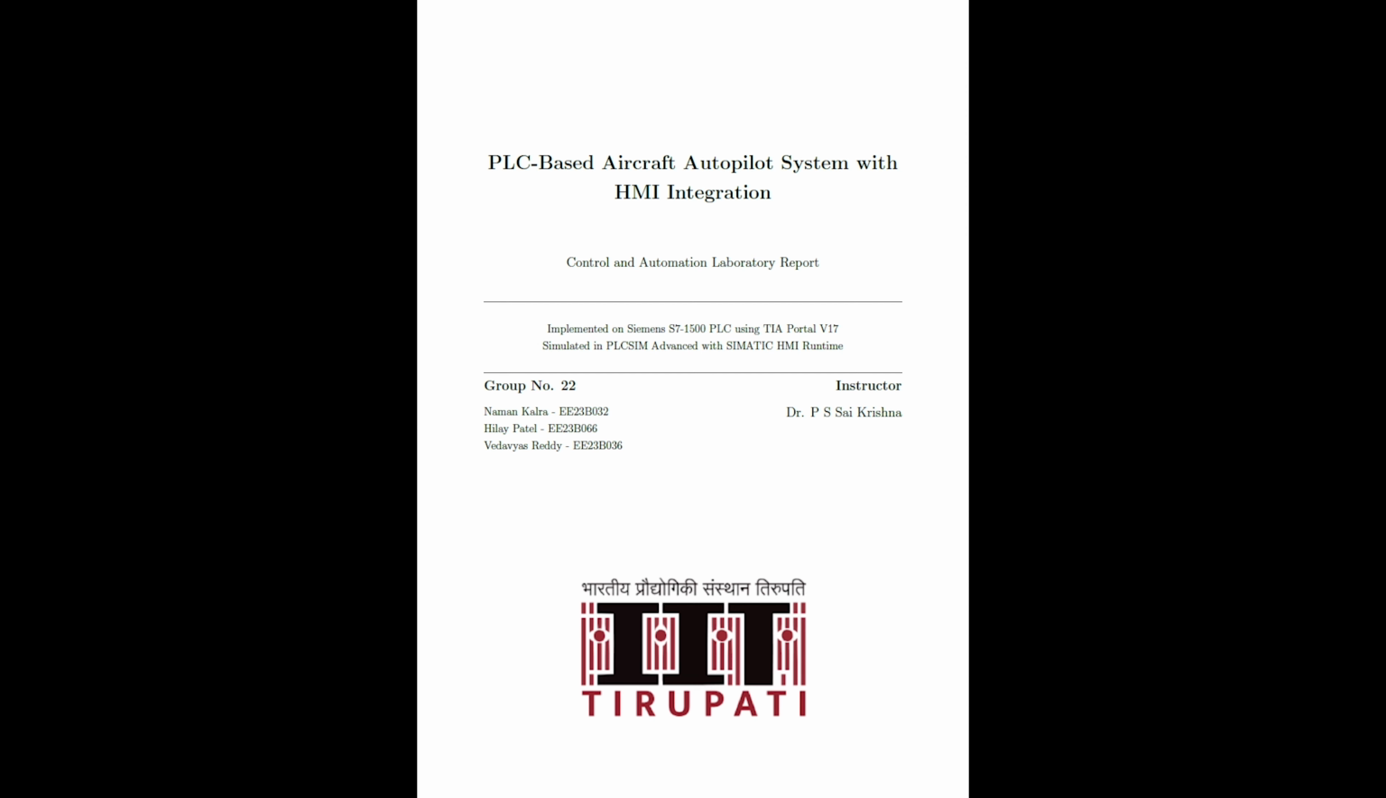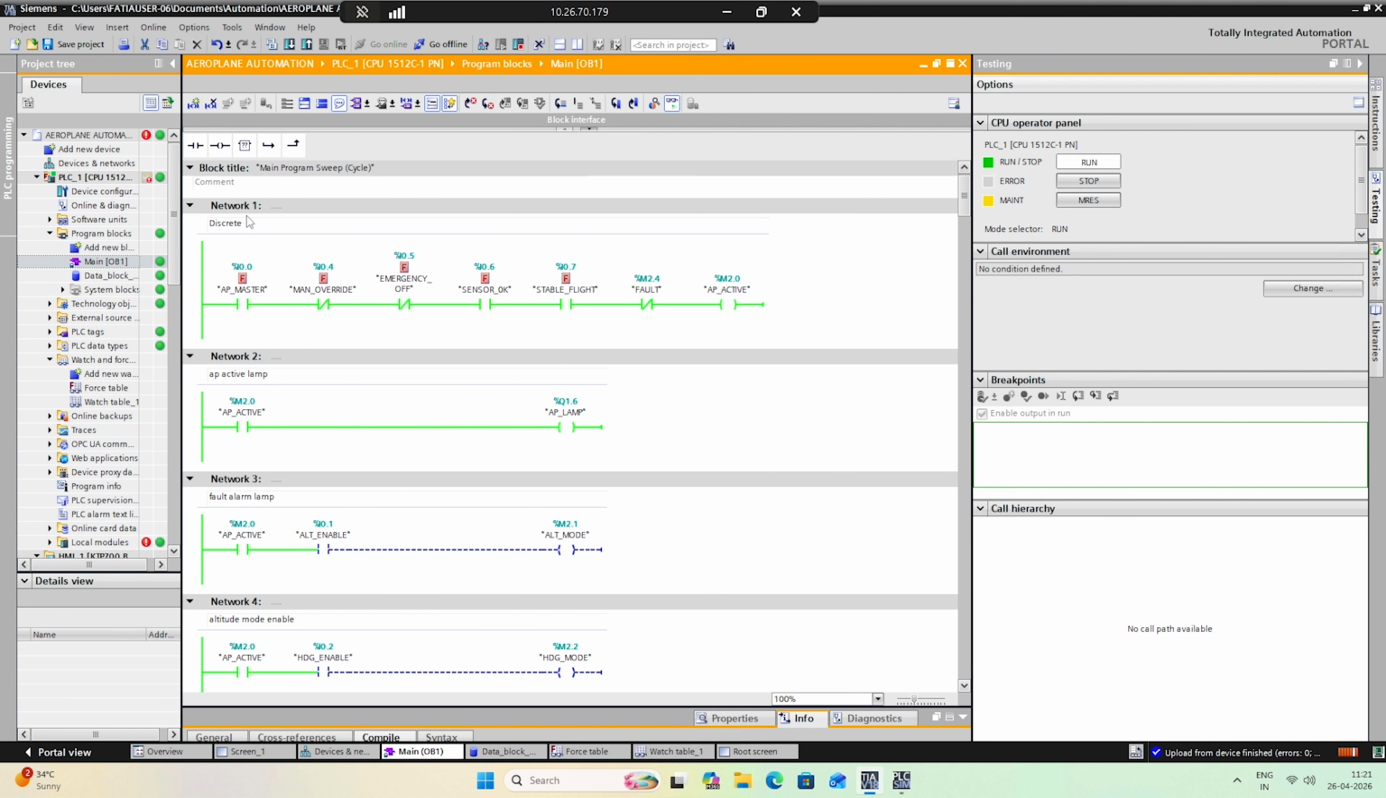The system is capable of controlling three key flight parameters like altitude, heading, and speed, using a combination of supervisory, discrete logic for safety and PID-based control for smooth operation. In this video, I will explain the system rung by rung and demonstrate its working through simulation. Here is the network by network explanation of our project.